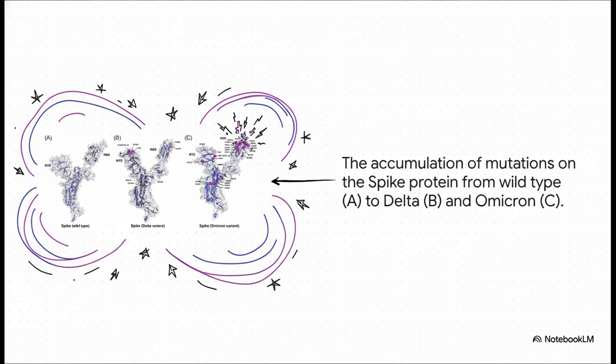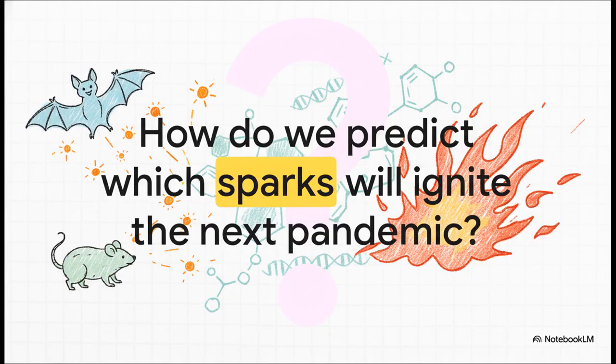You can literally see the spike protein accumulating mutations. Compare the original wild type on the left to Delta in the middle, and then look at the explosion of mutations in Omicron on the right, especially on the receptor binding domain. Every single one of those changes is a potential escape from our antibodies. Which brings us to the final and most critical question.